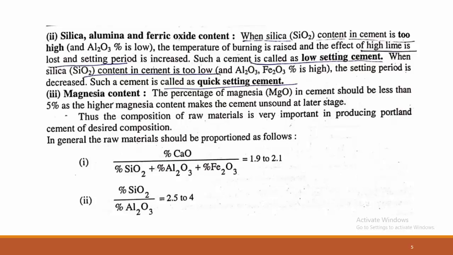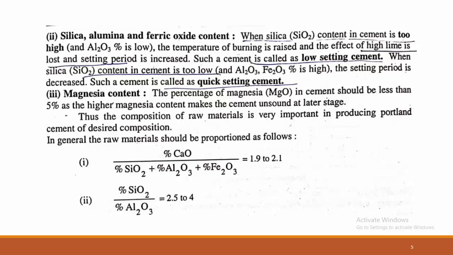When silica content in cement is too low, and aluminum and ferric oxide content is high, the setting period is decreased, and such a cement is called quick setting cement. Okay, now we can see here when will form the slow setting cement, when silica is high, and when will form the quick setting cement, when silica is in low percentage.